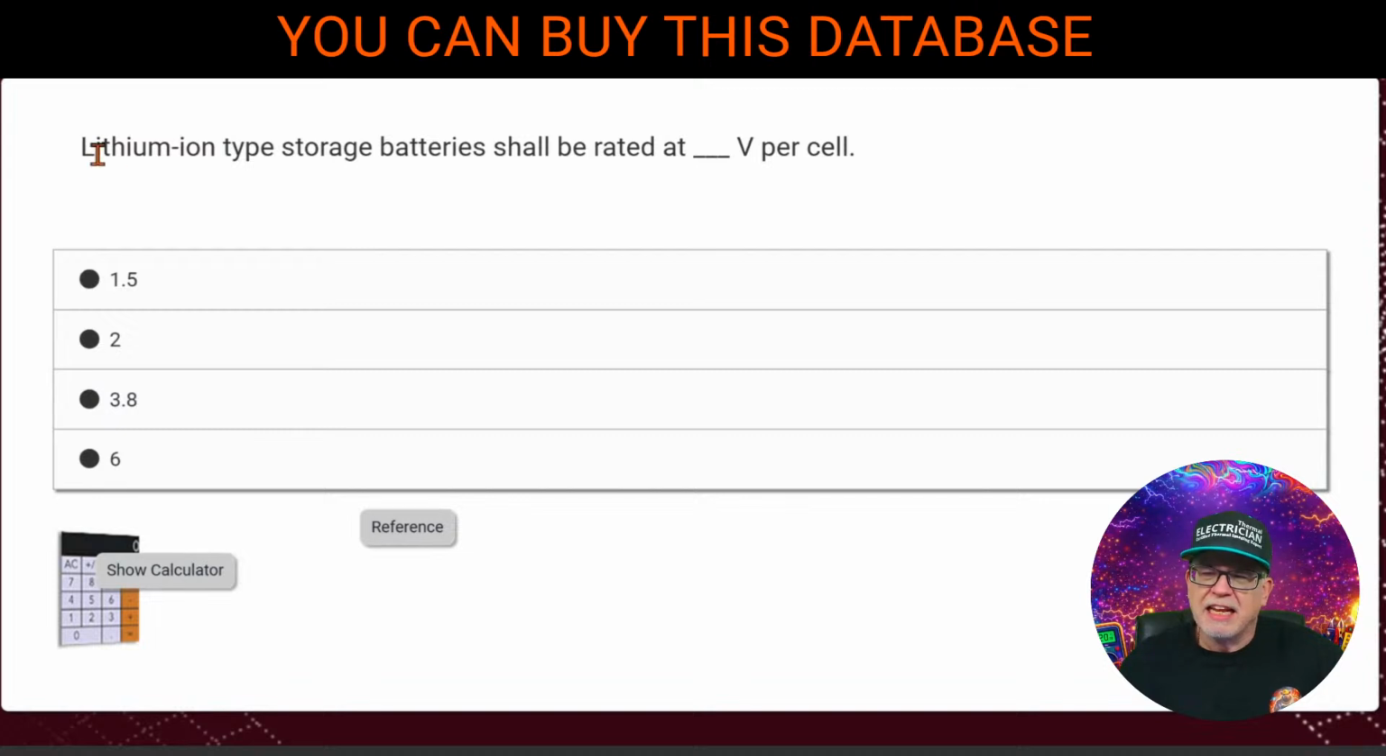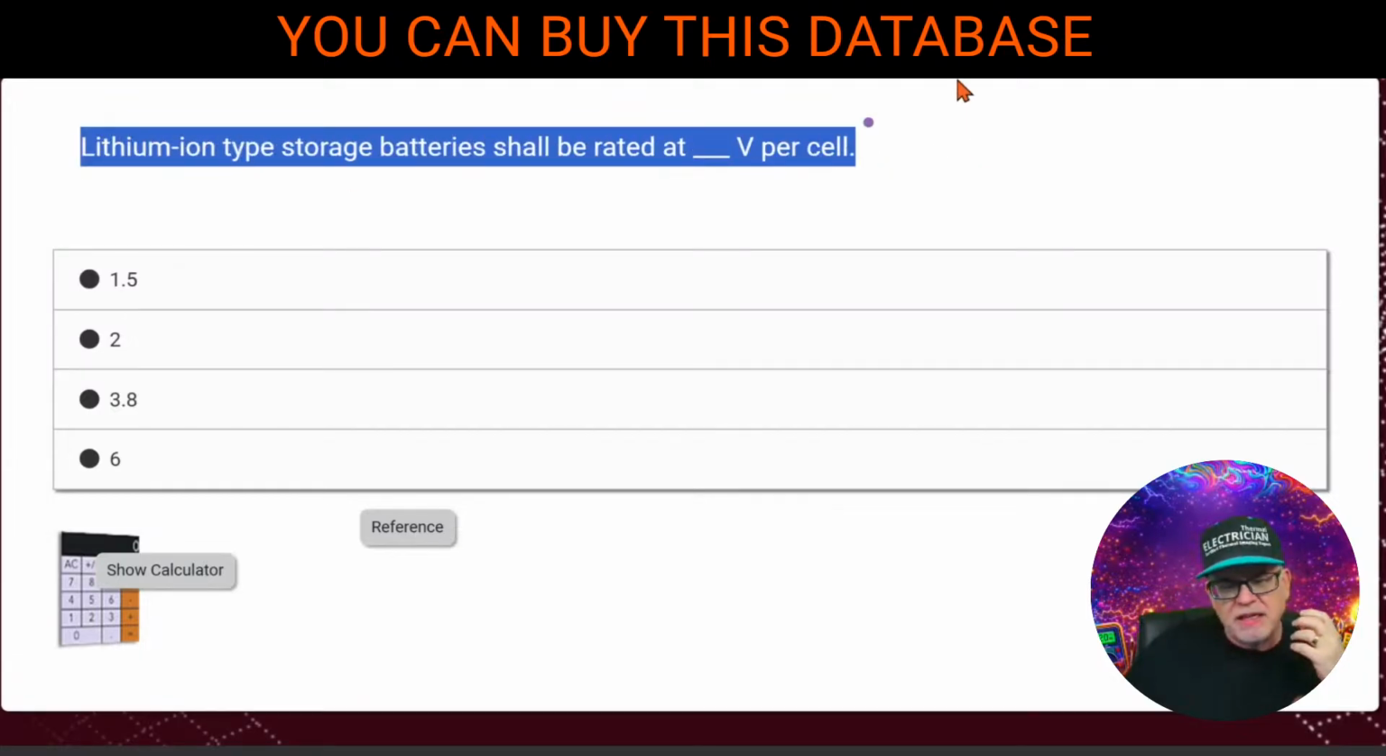All right. Lithium-ion batteries, storage batteries, shall be rated at blank volts per cell. Okay, so this one right here, immediately you may be thinking, wait a minute, this is storage battery. I'm going to go to batteries. That might be what you think when you see this one, okay? But look at it real closely. Doesn't this read like a definition? It's basically saying, hey, a lithium-ion type storage battery shall be rated at blank.